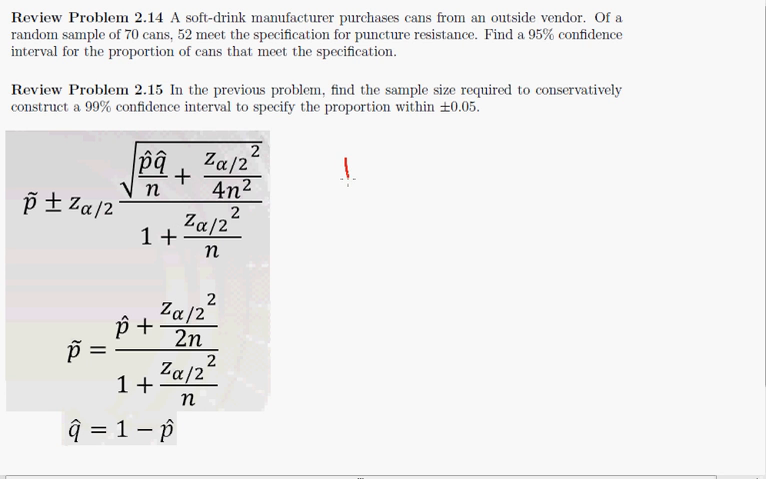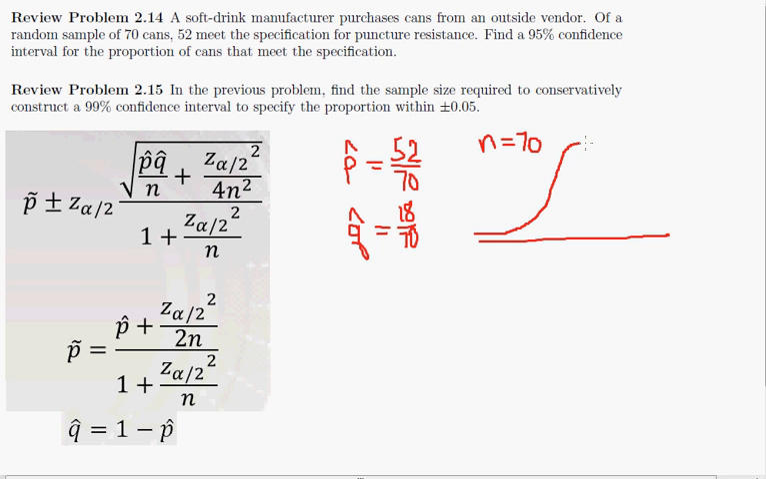So in our problem, p hat is the observed proportion of successes. In our case, that is 52 out of 70. And therefore q hat is the observed proportion of failures, and that works out to be 18 over 70. The value of n is, of course, 70. That's the number of trials. And then to get the value of z, for this problem we have a 95% confidence interval.